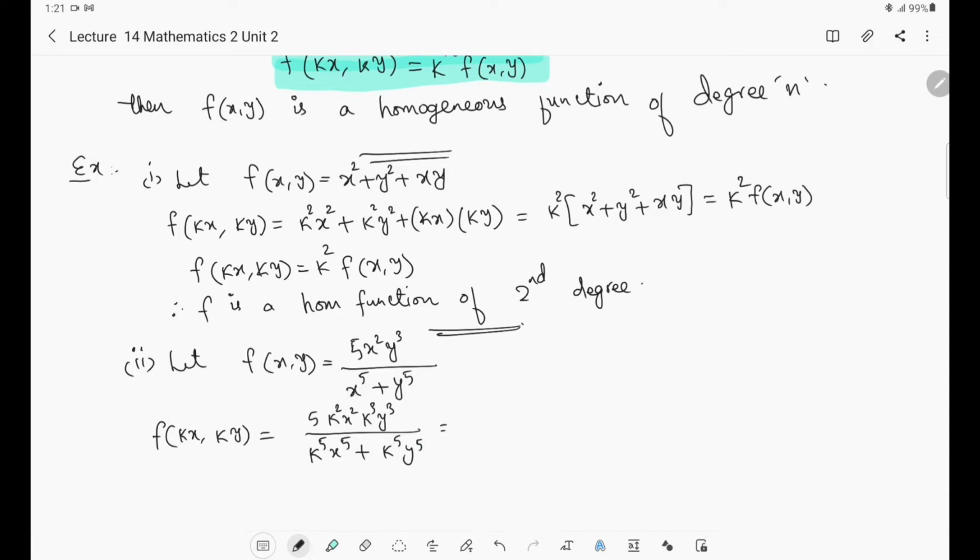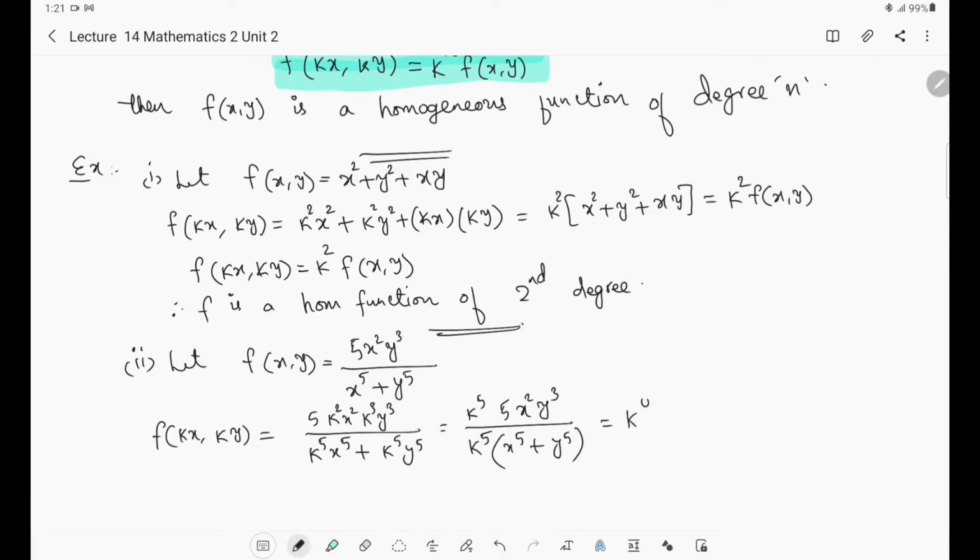Now from the numerator, you see k square is there and k cube is there, so k power 5 can be taken out. What will remain here? 5x square y cube will remain in the numerator, and in the denominator k power 5 can be taken out. What will remain? x power 5 plus y power 5 will remain. So what will happen here? k power 5 by k power 5. What will we get? k power 5 minus 5, so we will get k power 0 here.